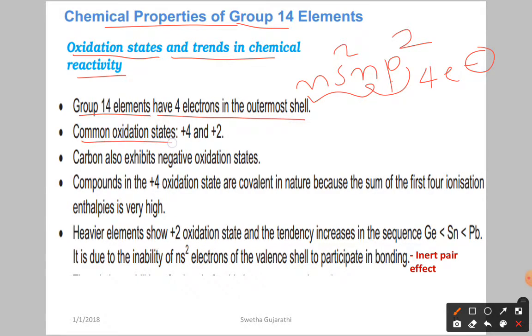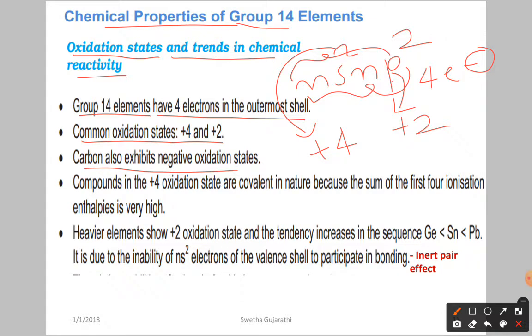Common oxidation state is what? Plus 4, plus 2. Why? Because if only the np2 electrons participate, you are going to get plus 2. If both ns2 and np2 are participating, then you are going to get plus 4. Carbon also exhibits negative oxidation state. Here we have the plus 4, plus 2. Along with that, carbon is going to exhibit negative oxidation state. Let us see the example.